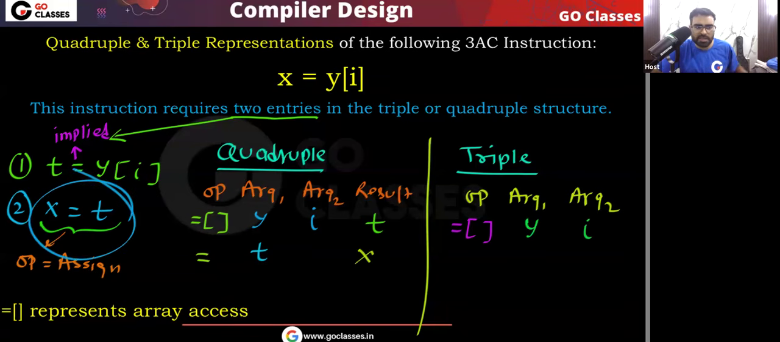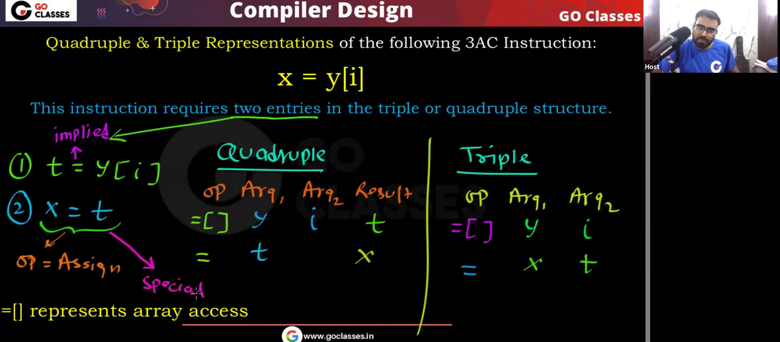Now what about this x assigning t? In the triple representation, I already told you that this is a special instruction. The operator will be assignment, and remember, this x will be the argument 1. This we have already seen in the previous lecture. Whether you discuss quadruple or triple, this is a kind of special instruction. So you can see in the triple representation how to store this instruction. The operator is assignment. The argument 1 will be x, and the argument 2 will not be t.